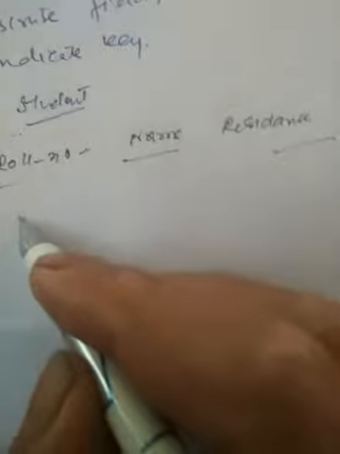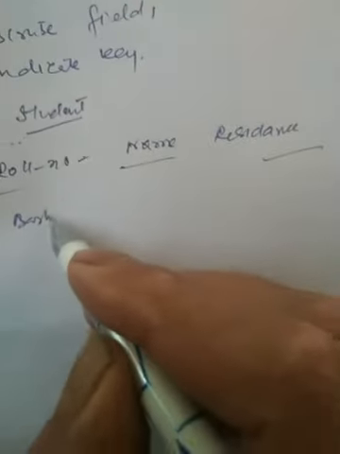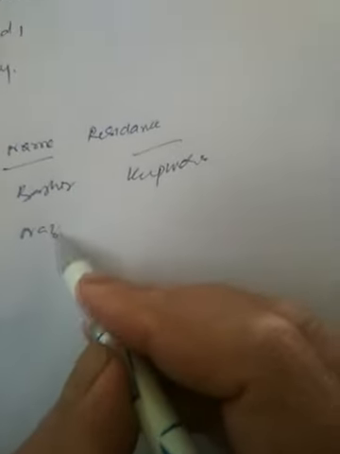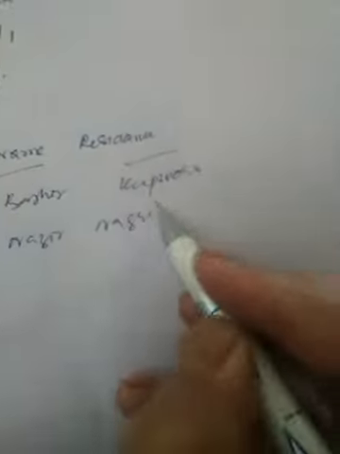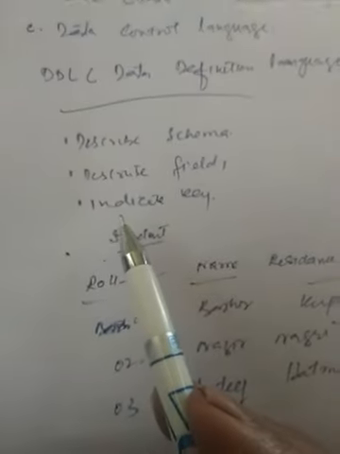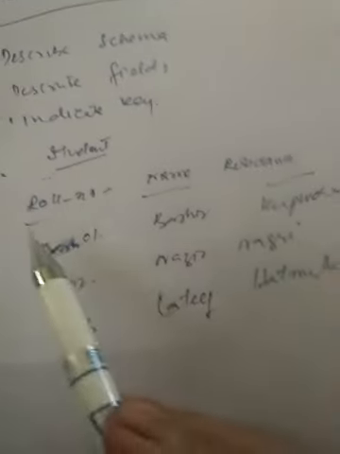Suppose first of all, let us store some data. Roll number 1 Bashir, residence Kofara; roll number 2 Nazir, residence Nagri; roll number 3 Latif, residence Hatmullah. So how will we achieve this target? There is a language which defines the schema. Schema is the structure of this database. The structure is that it has three fields.